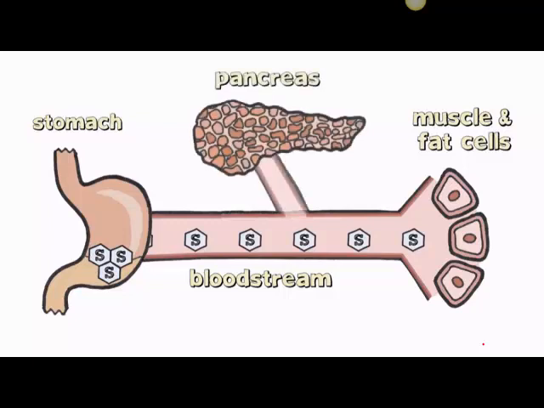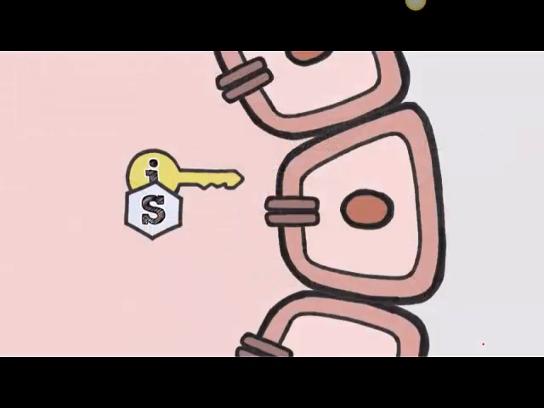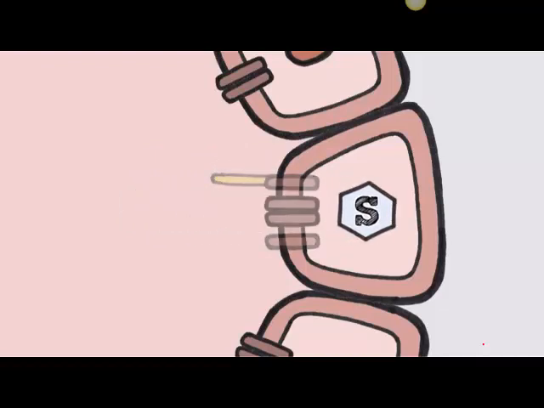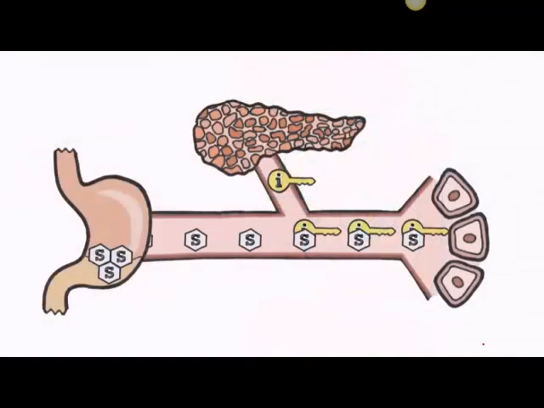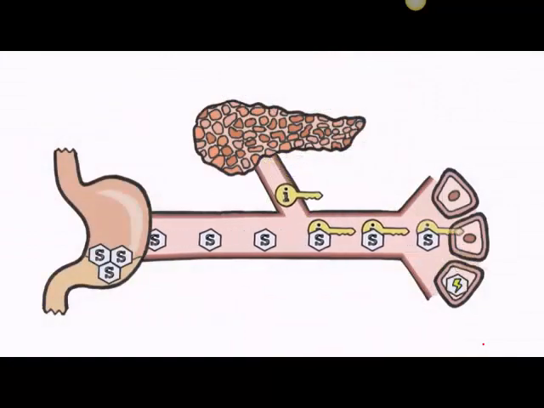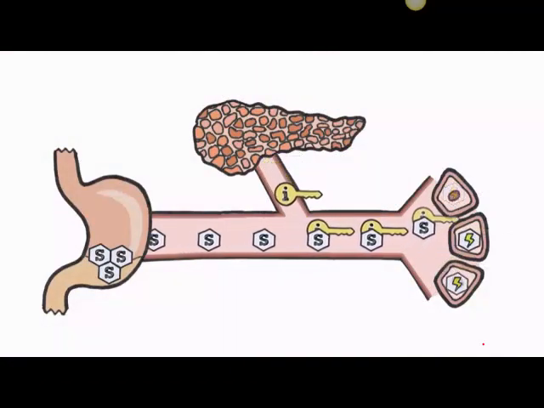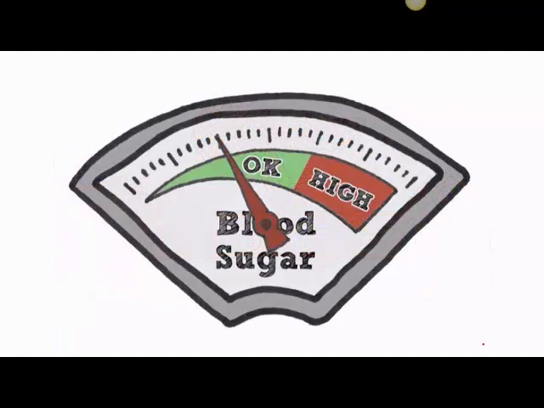However, sugar can't enter these cells without the help of a special hormone called insulin, which is produced by the pancreas. Insulin acts like a key, unlocking the doors to the muscle and fat cells and allowing the sugar to enter. The cells then use the sugar as fuel to provide energy for the body. When this process is functioning properly, sugar entering the bloodstream from the stomach is able to exit the bloodstream at the muscle and fat cells. In this manner, the body is able to regulate the concentration of sugar in the bloodstream.